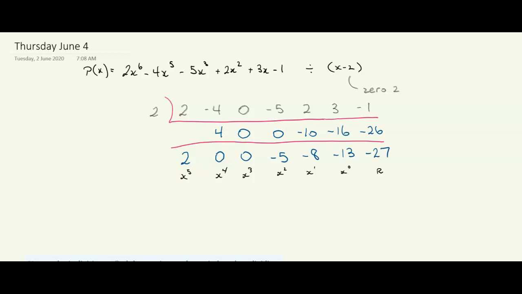Okay, so if I'm going to get this right this time, I will have my divisor here. I'll have 2x to the power of 5, and then I go minus 5x squared, minus 8x, minus 13, and my remainder is negative 27.